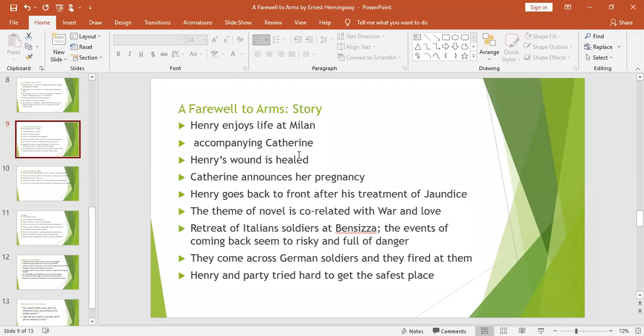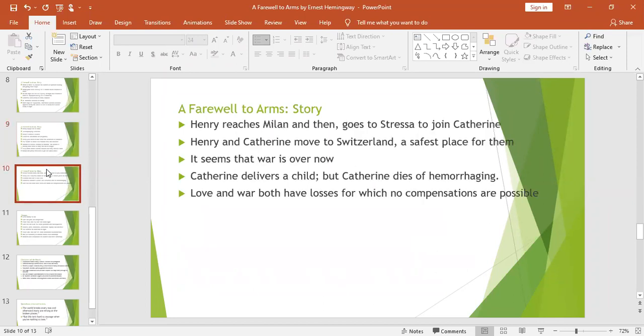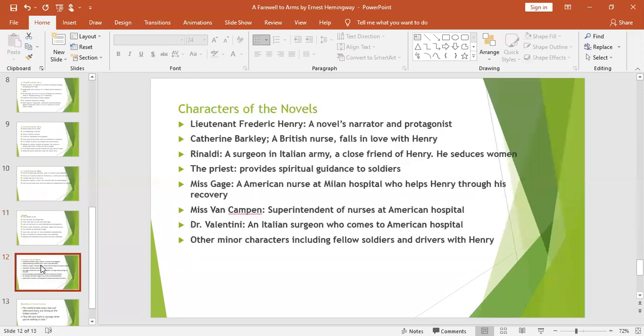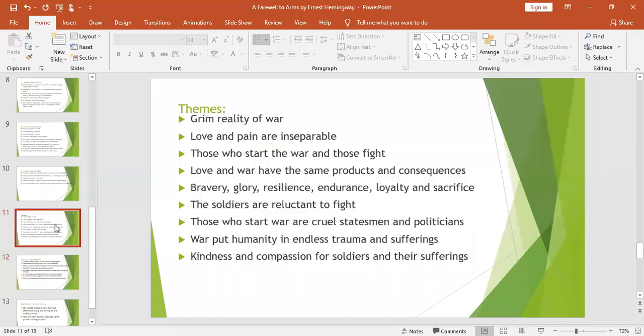Yes, any other question, please? You may ask me another question. You can see the slides, and wherever you can't understand anything, you can pose the question to me. Yes, this slide is related with the themes of the novel. Yes, these are the characters. Yes, please. Any other person? Do you want to ask me any question? Yes.